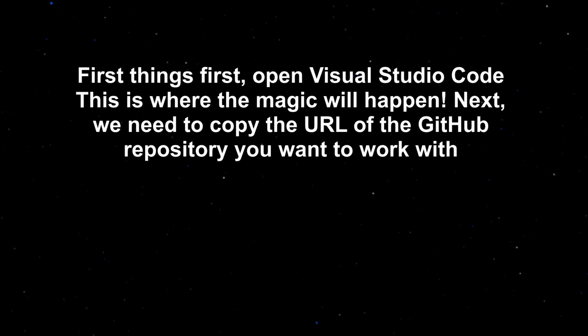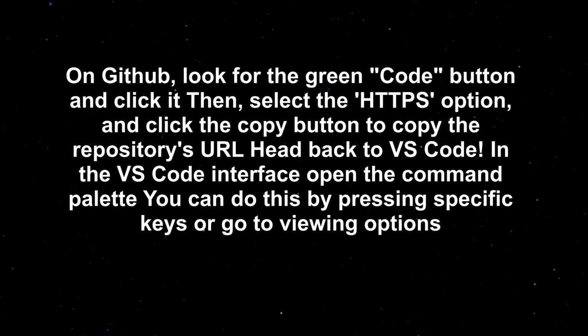Next, we need to copy the URL of the GitHub repository you want to work with. On GitHub, look for the green code button and click it, then select the HTTPS option and click the copy button to copy the repository's URL.